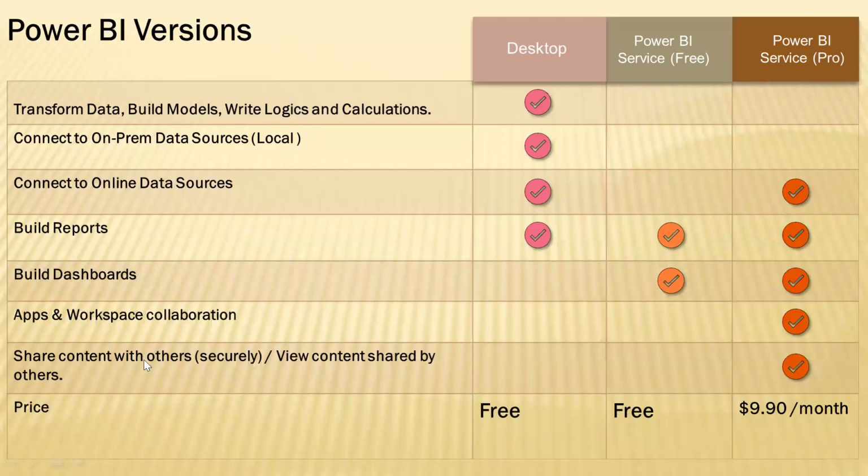Okay, the next one, share and connect with others. As I mentioned, we build our reports in the desktop version and then publish them into Power BI Service, and we can share those reports with the Pro version only. It's not possible with the desktop version or the free version. You can share the PBIX file, like how we share Word documents and PPTs. You can share in that way from the desktop version, but not through services like a web link. That is possible only with the Pro version. Price, you can see here, 9.90 per month.